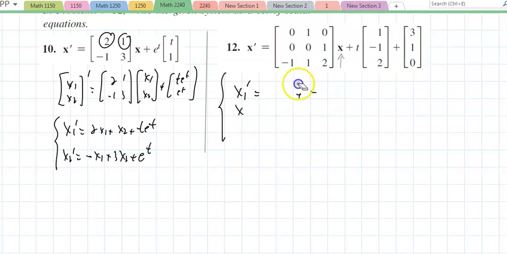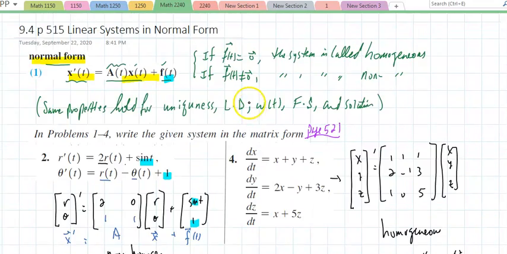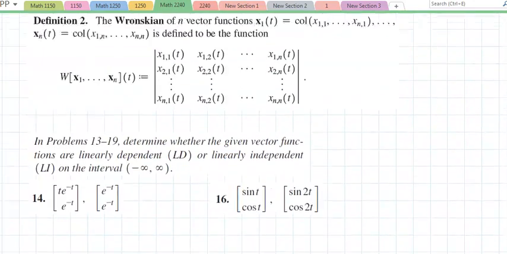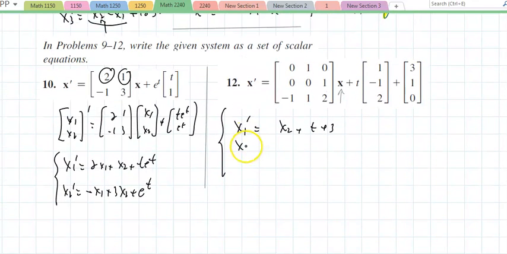I don't know if I should, you know what, let me show you that. Let me finish it first and then I'll show you. x sub 3, x sub 2 prime, what just happened? x sub 2 prime is going to equal x sub 3 minus t plus 1, and x sub 3 prime is going to equal negative x sub 1 plus x sub 2 plus 2x sub 3 plus 2t plus 0.